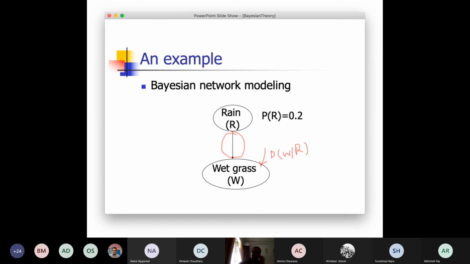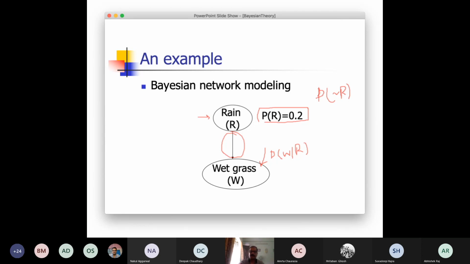Anyone? Say how many probability values are required? What are the conditions? Two. Four, yeah, four. Yes, but you can see there are redundancies. Since I have represented the probability of rain, I do not need to represent the probability of not rain, because they are complementary. There are only two values. So if the probability of rain is 0.2, the probability of not rain is 0.8. That is implied. So I need only one value to represent this probability distribution of rain.